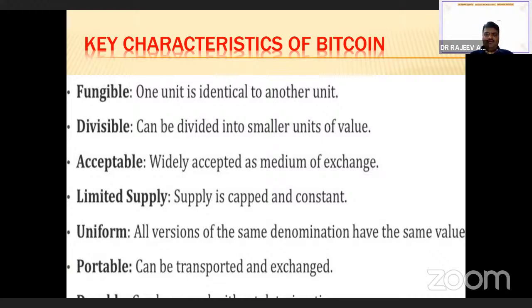And it is uniform. Denominations means 1.05 means 1.05 only. It will not change. It is portable. You can transport and exchange anywhere because you are carrying it in your mobile.